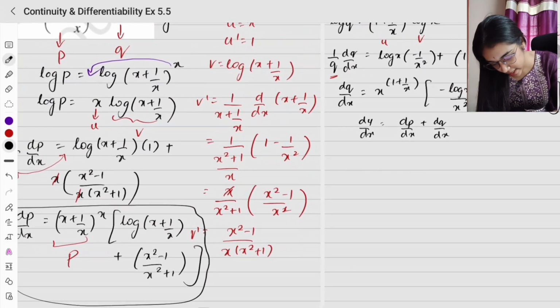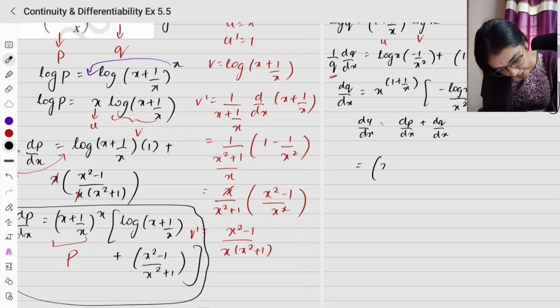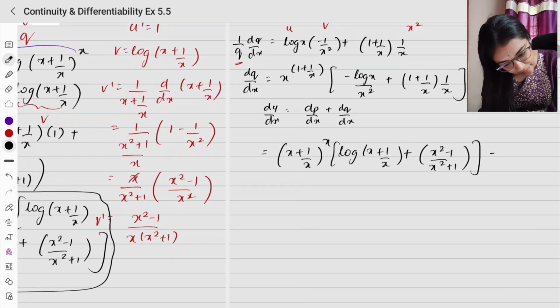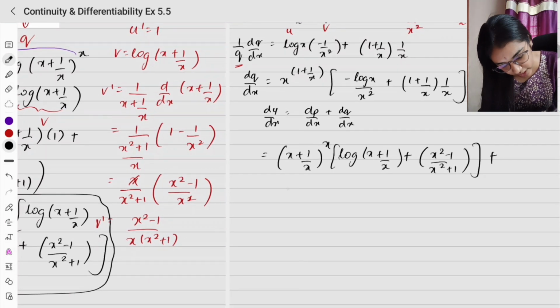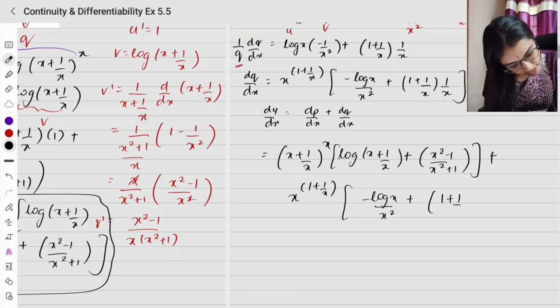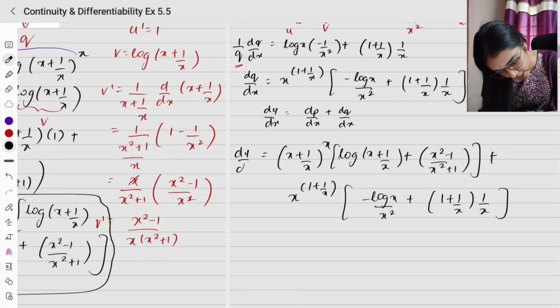dp by dx is nothing but x plus 1 by x to the power x of log of x plus 1 by x plus x square minus 1 divided by x square plus 1. This is dp by dx plus dq by dx. What is given here? I have x to the power 1 plus 1 by x times minus log x divided by x square plus 1 plus 1 by x times 1 by x. Okay, so this is my final answer, dy by dx.